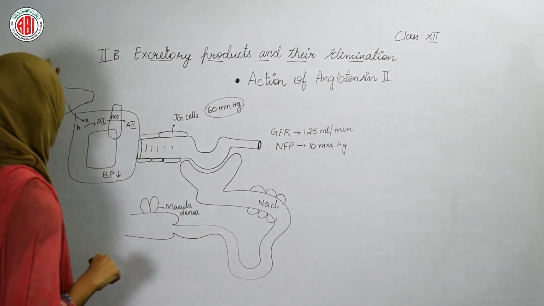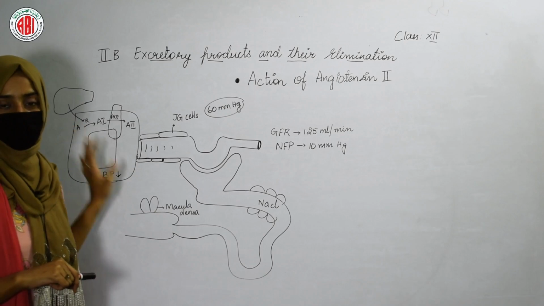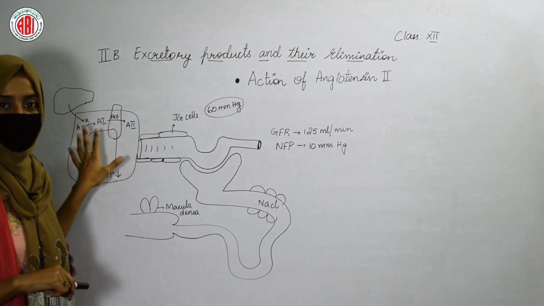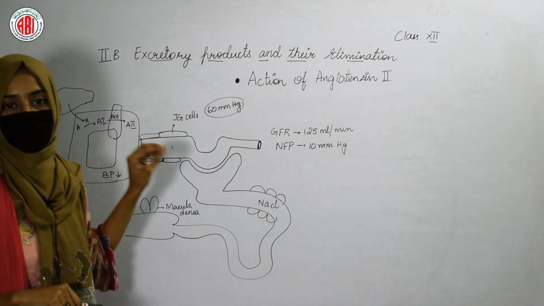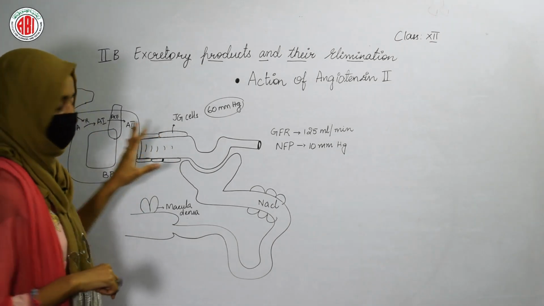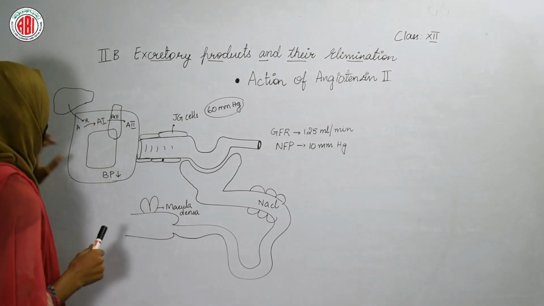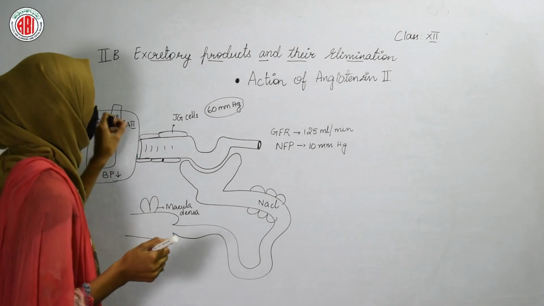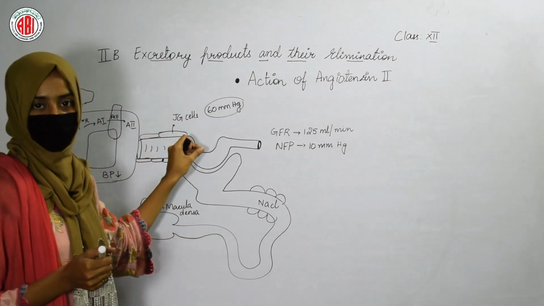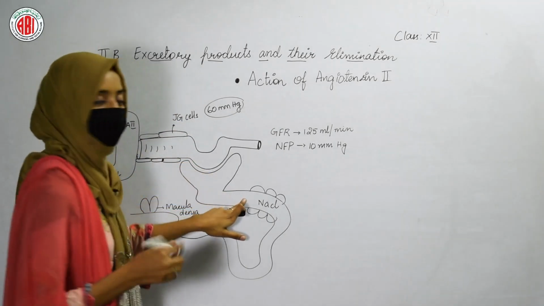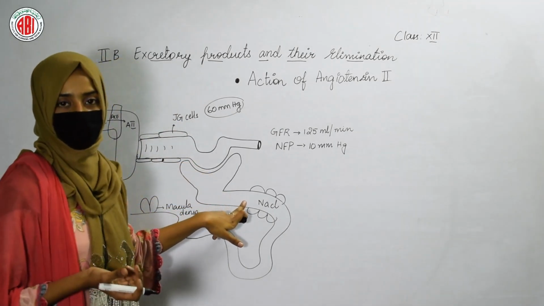In the last session, we discussed what happens in the kidneys, especially in the nephrons, when the blood pressure is low in the systemic circulation. When the BP is low, the blood moves into the glomerulus with low speed, then enters the Bowman's capsule, and then reaches the tubule called the proximal convoluted tubule.